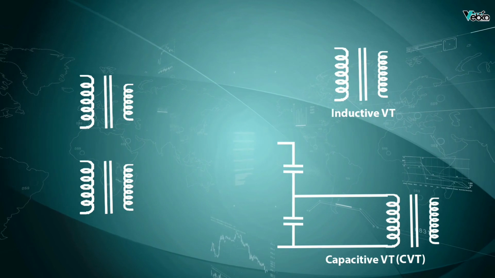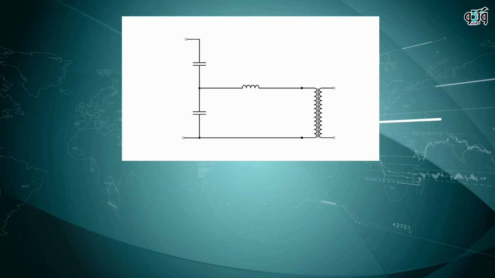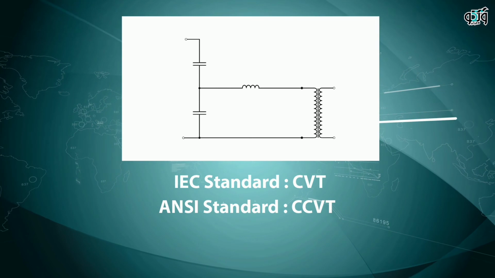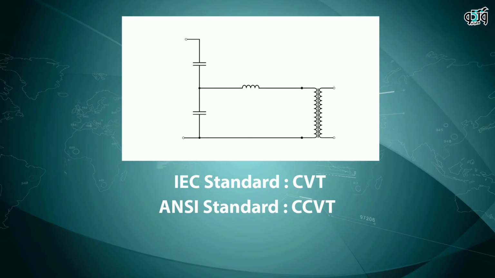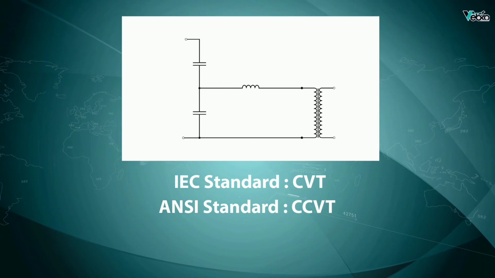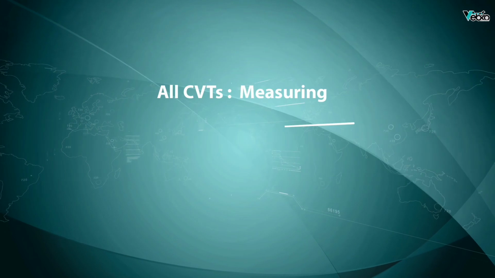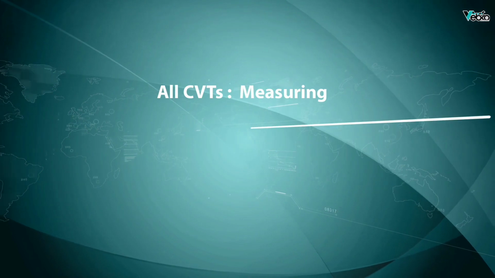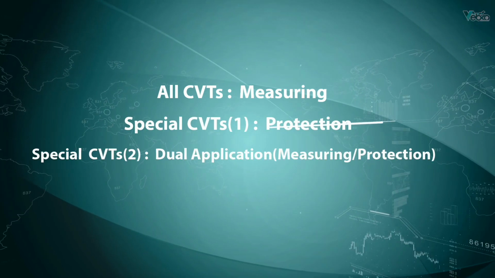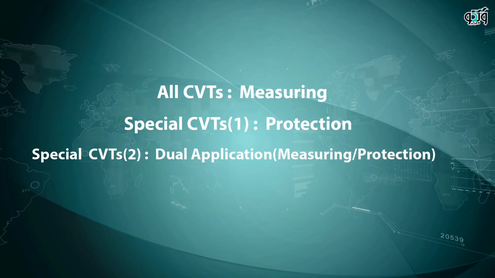called CVT. CVTs are composed of an inductive VT, a high voltage capacitive divider, and a compensator reactor. In the IEC standard, the title CVT is used for this equipment, but in the ANSI standard, this equipment is called CCVT. The compensator reactor is designed in a way that it can compensate for the phase displacement caused by the capacitive divider. All CVTs can be used for measurement purposes, but only certain types of this equipment are suitable for protection purposes. Dual-purpose CVTs must be in accordance with all the considered descriptions and the current standards.